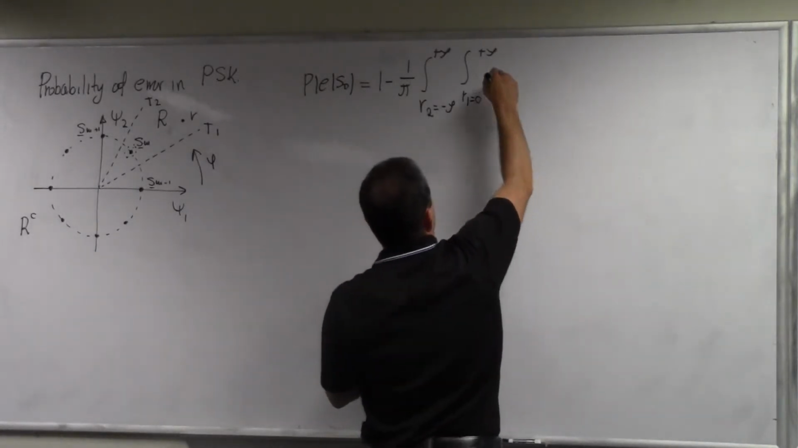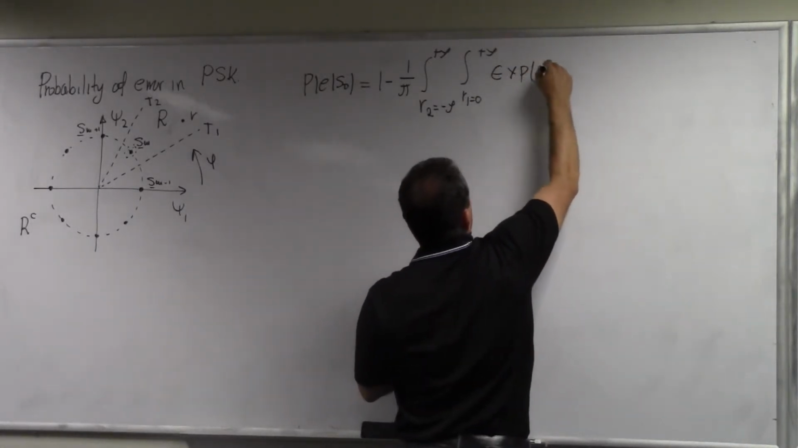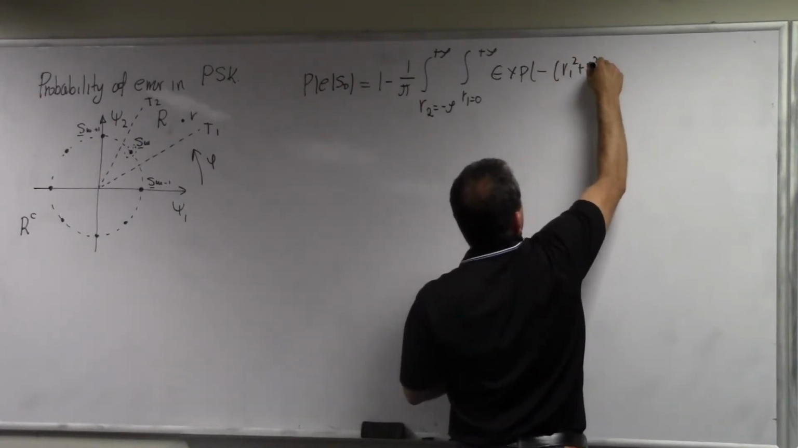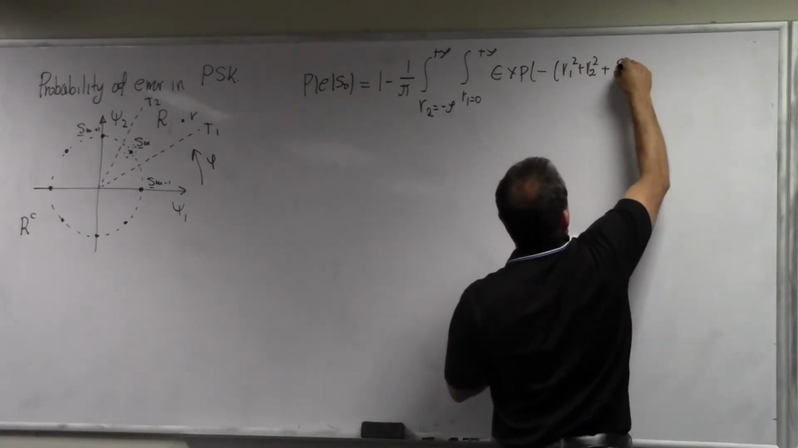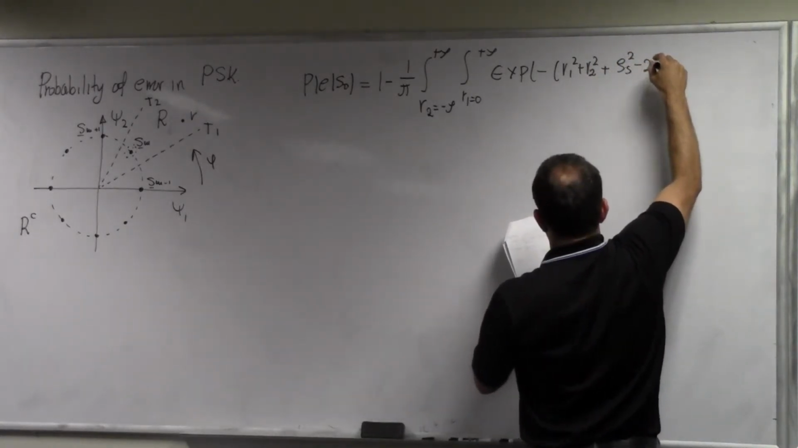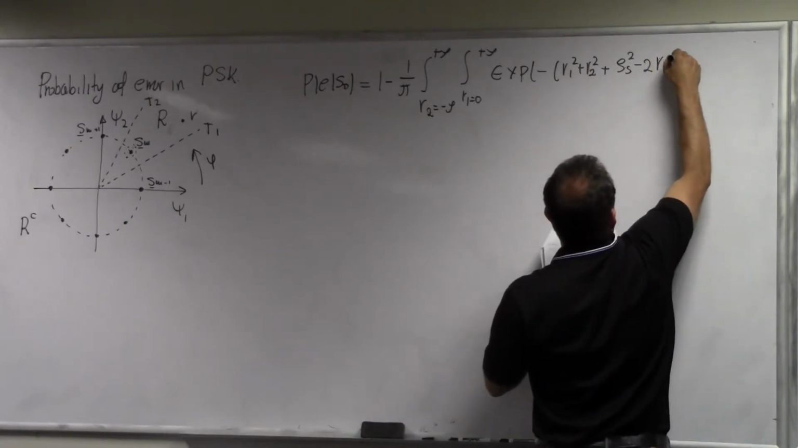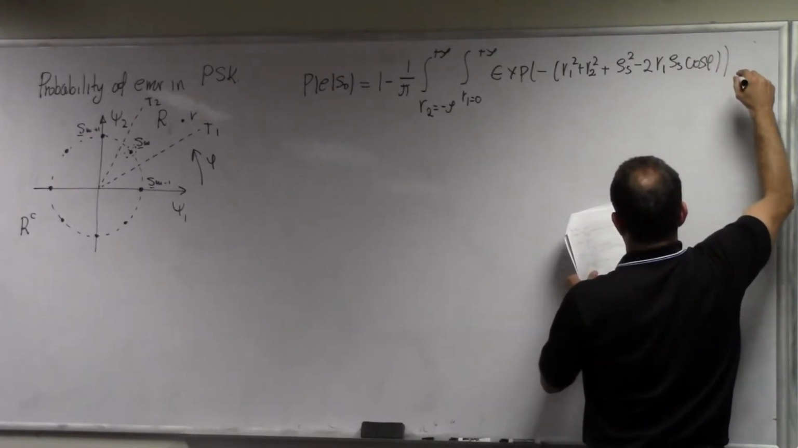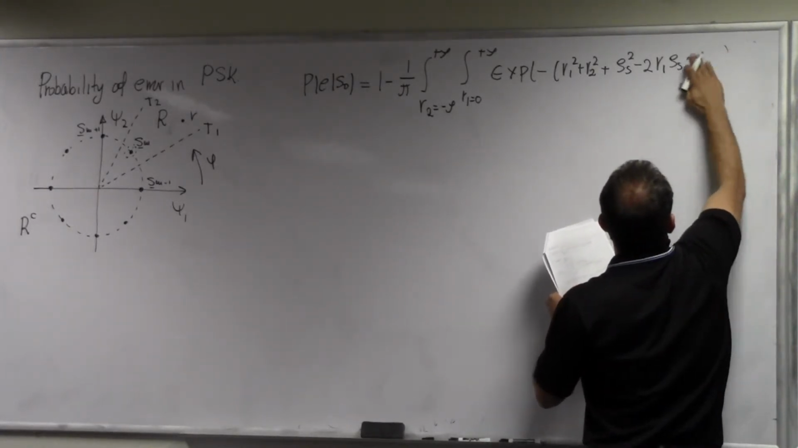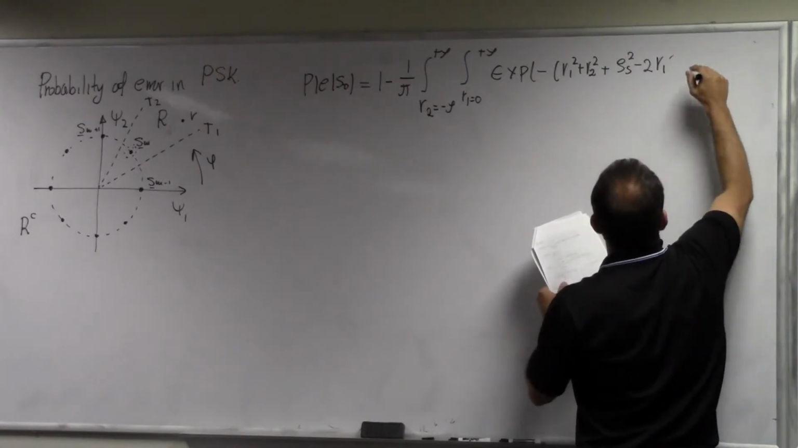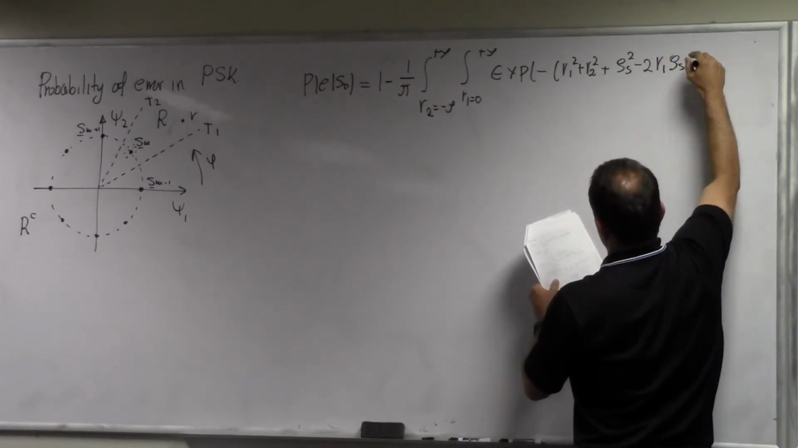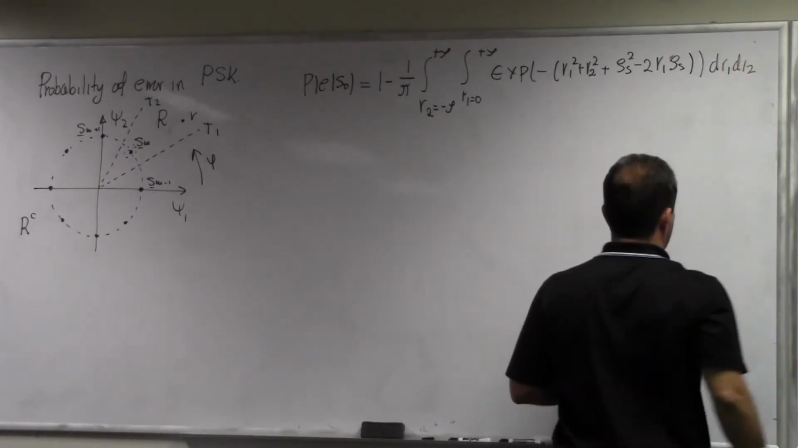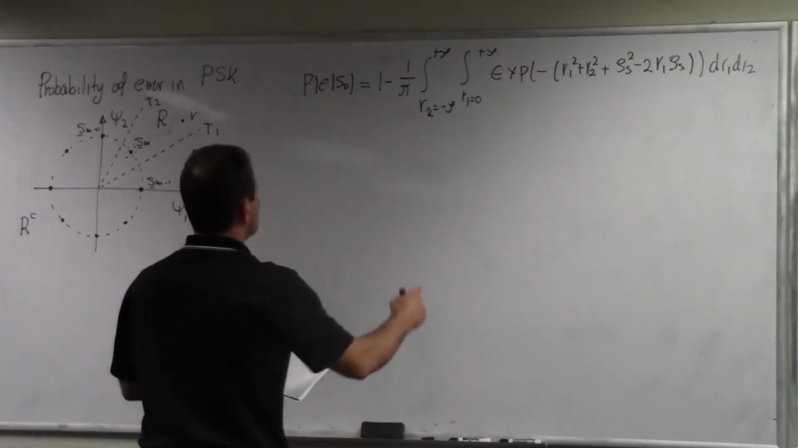And I have e to the minus R1 squared plus R2 squared, that's that nu squared, plus rho s squared minus 2 R1 rho s cosine phi, and then I have to say, no, this rho s cosine phi is R1, so rho s, and I have to do dR1 dR2. Now this separates into two integrals.